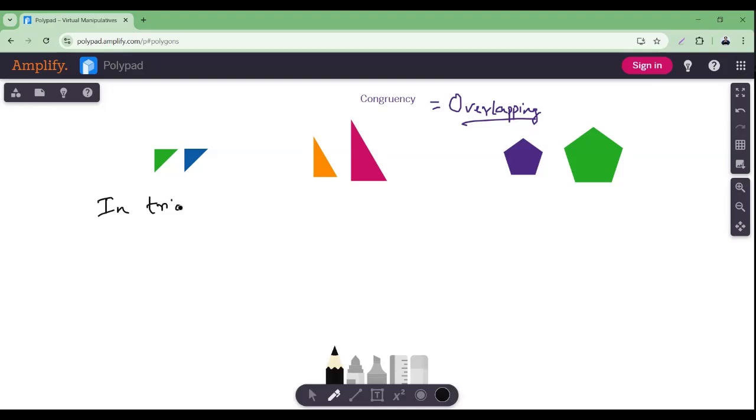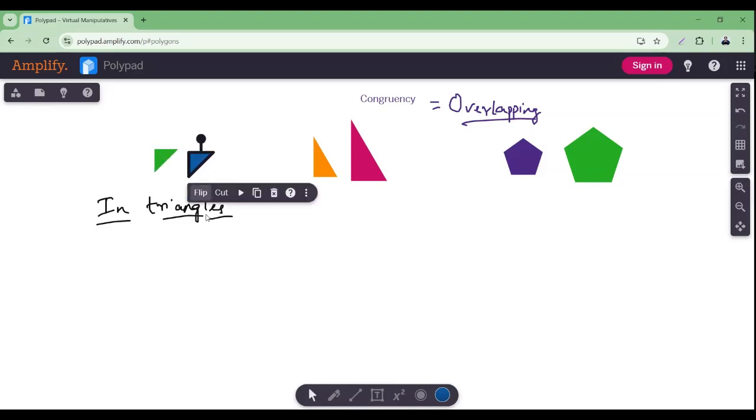Okay, in triangles. Now, when I have to make one congruent with the other, one overlapping with the other, what are the things that actually need to be the same? Just think and see. What are the things that need to be the same, right? See, look at this. The three sides also have to be the same, isn't it? Not only that, even the angles need to be the same, right? Angles need to be the same.